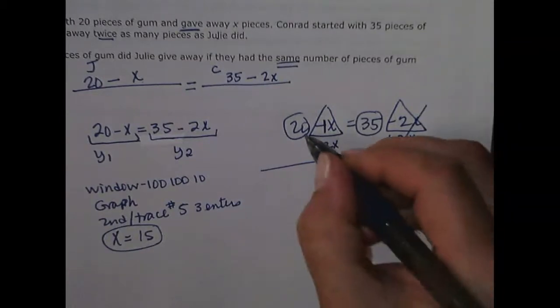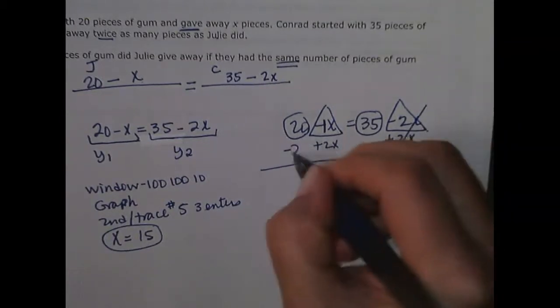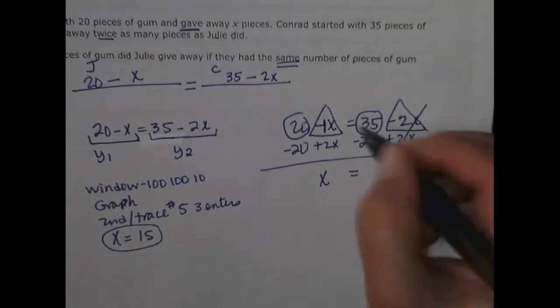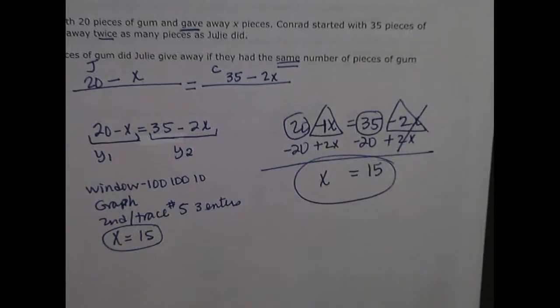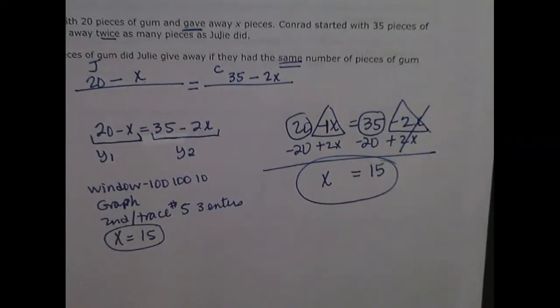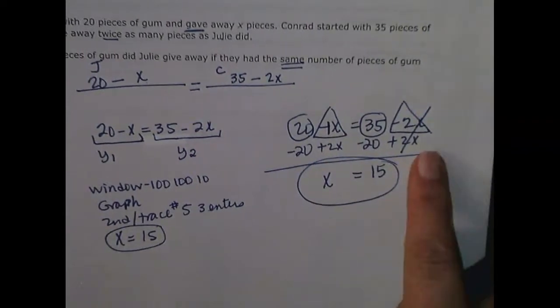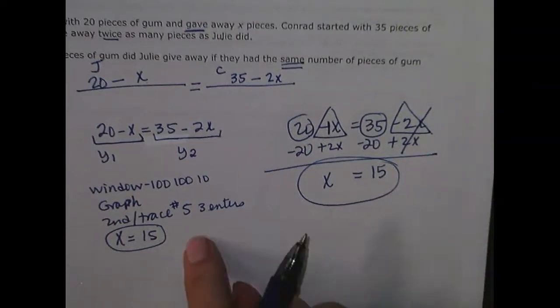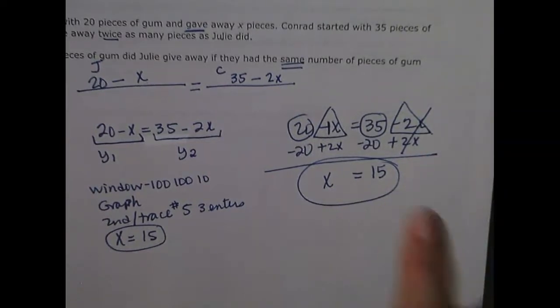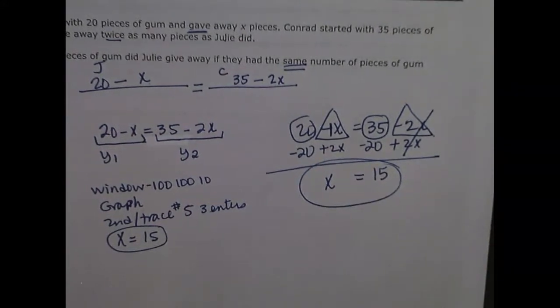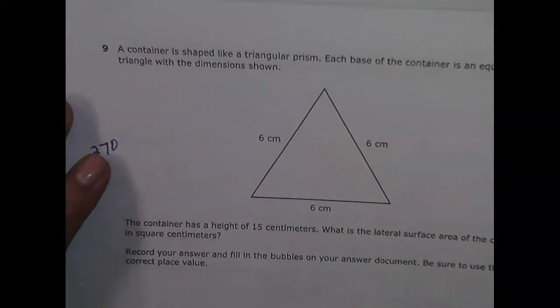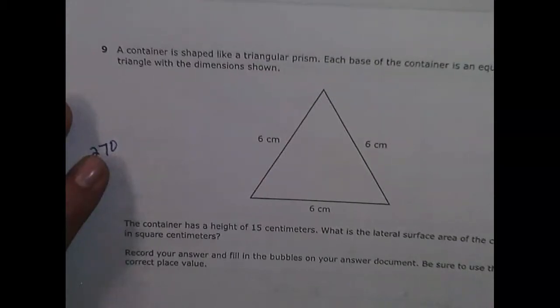And I need this 20 to go to the other side. Minus 20, minus 20. What's 35 minus 20? 15. Ta-da! That's actually faster. But if you make any kind of mistakes, then that's more accurate. You got to pick your battle. I kind of like doing this, then I like checking my work. Better safe than sorry. Question 9's got you doing lateral surface area, and I'm going to skip this question.